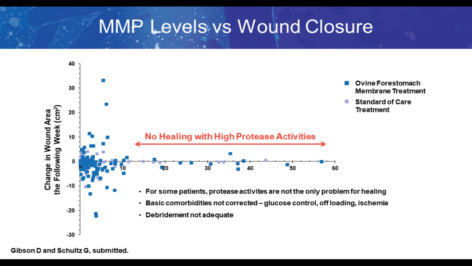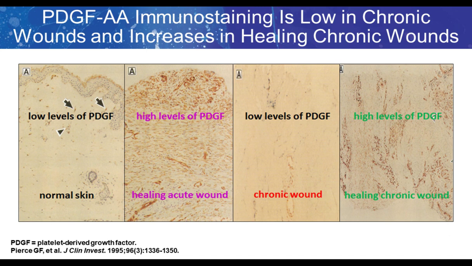Now, if we just look at a huge number of patients across several clinical studies, you can see that when we measure the level of proteases, there is no healing in those wounds the following week when the protease levels are high. But when the wounds decrease their protease activities, then they begin to heal. Now, in some cases, the protease levels are still low, but they're not healing. And that's because there are other activities and conditions that can impair healing, such as not adequate offloading or not correcting an ischemic area within the wound. Well, I'll show you just 2 quick examples of what these proteases do to impair healing.